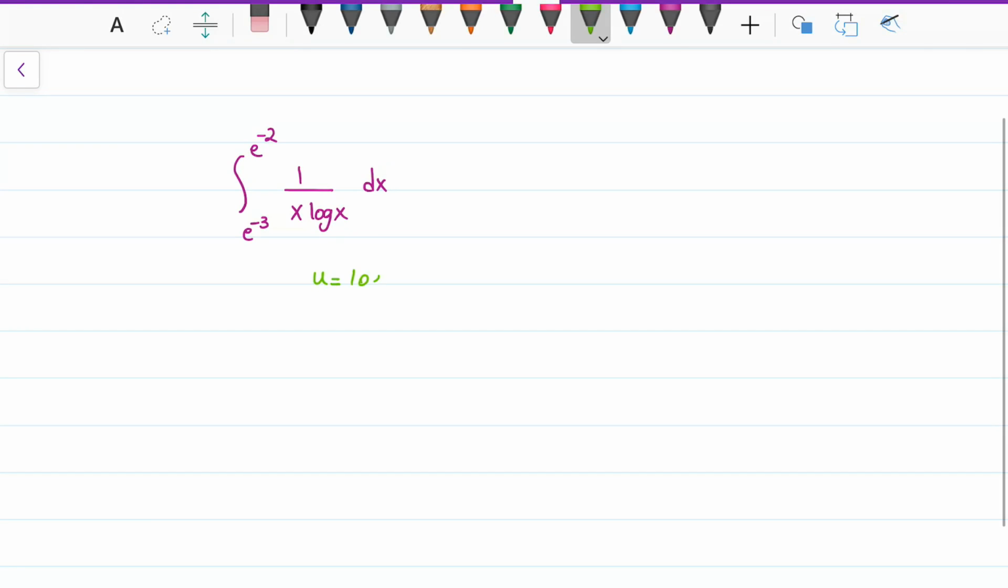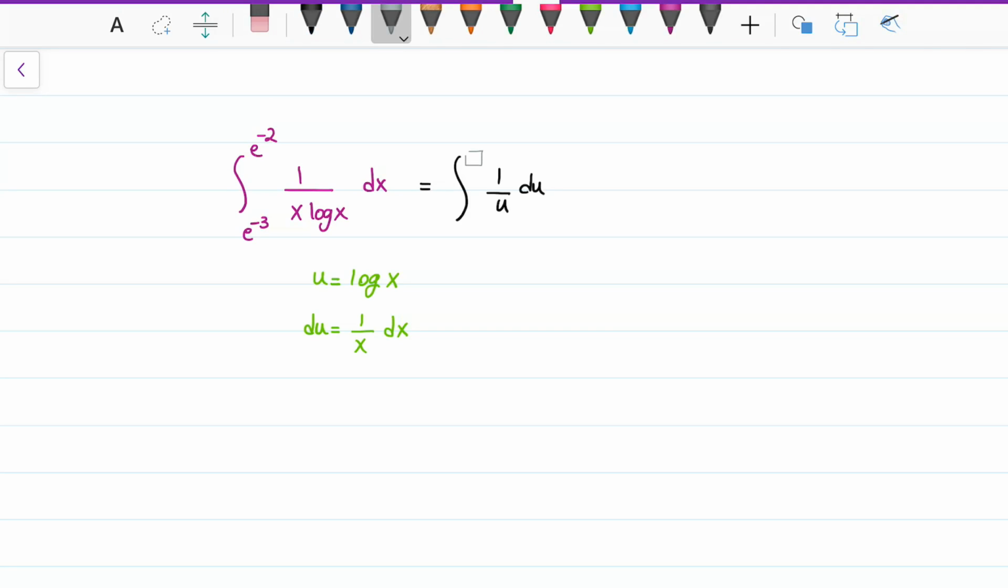I'm going to take u as log x, and I need to differentiate both sides. The derivative of log x is 1 over x dx. Now I'm going to replace everything into my integrand. So I have the integral of 1 over x dx, which would be du together, and then I have 1 over log x, which would be u. So I have 1 over u du.